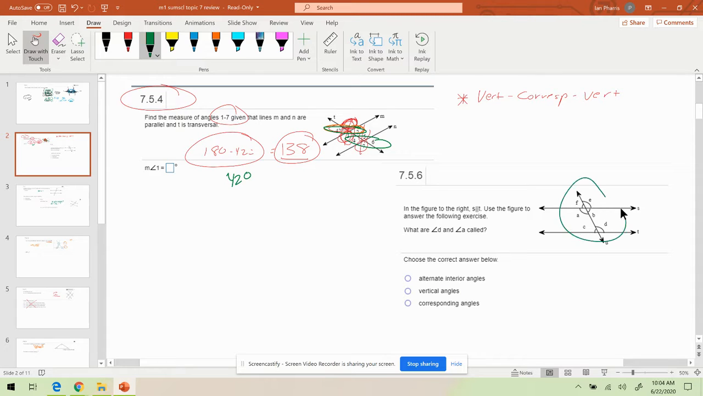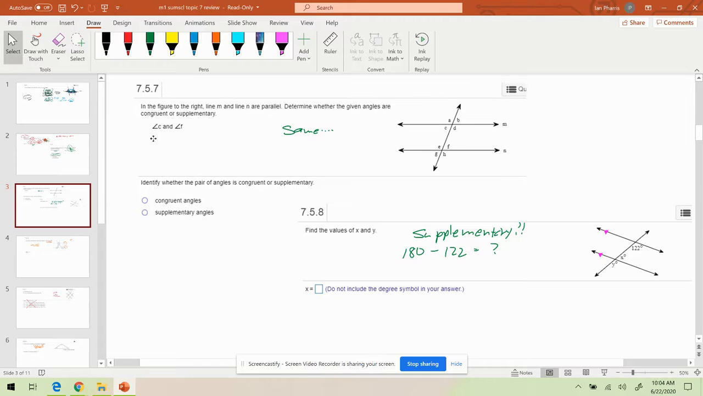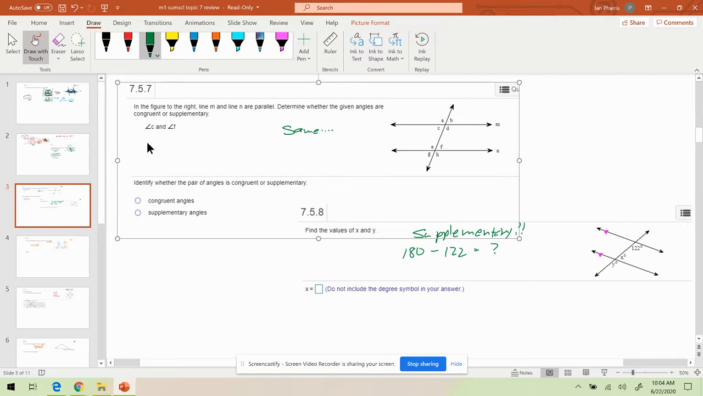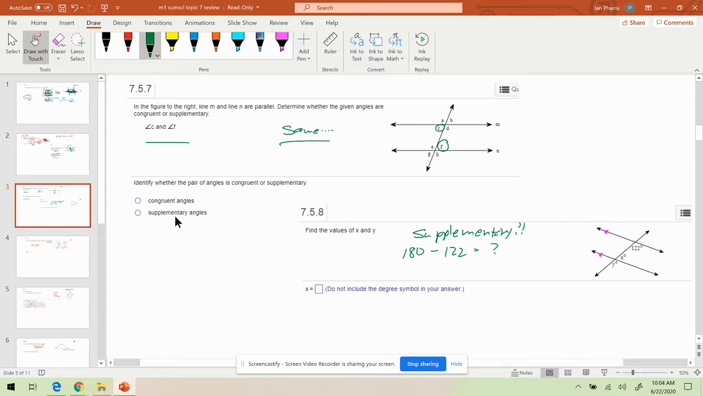What do we call these angles? I just talked about how to name all those angles. Angle D and A, let's see, they're inside and they're alternate interior. Let's do that again. What about C and F? Let's see, C and F, same question. Alternate interior, we know alternate interior are congruent angles.